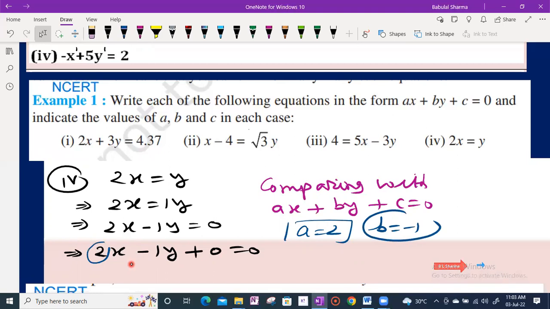And what is constant term here? Here constant term is 0. So we can write here c is 0. So students, like this we write first of all the given linear equations in two variable in the standard form, और फिर उसके बाद में coefficient of x, coefficient of y और constant term को हम इस तरह से write करते हैं, लिखते हैं. So that is the answer of this question.